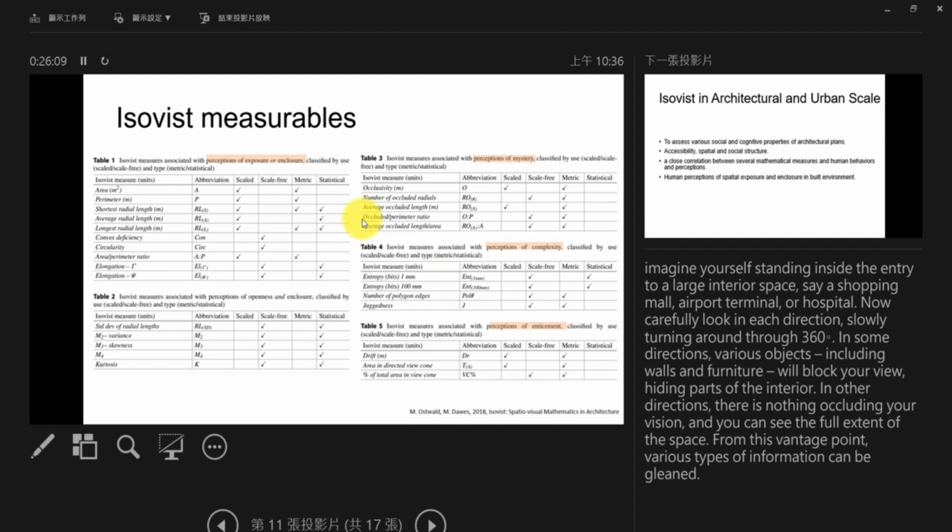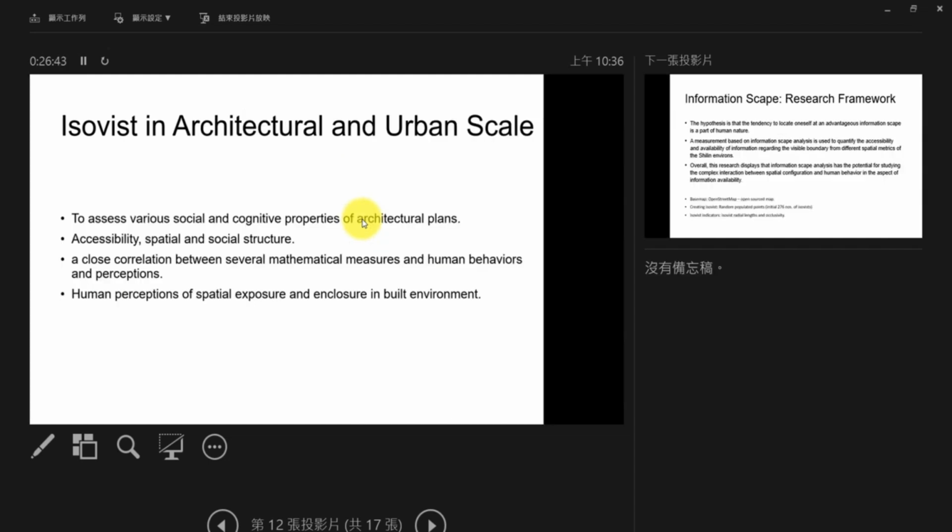Apart from that, there are a lot of measurables based on isovist, and you can calculate the perception of exposure, openness, mystery, complexity or intimacy. Based on what you want to research, you can look at the typical isovist indicators and interpret your research. In architecture and urban scale, isovists can assess various social and connected properties in architectural plans, as well as accessibility and spatial and social structure.